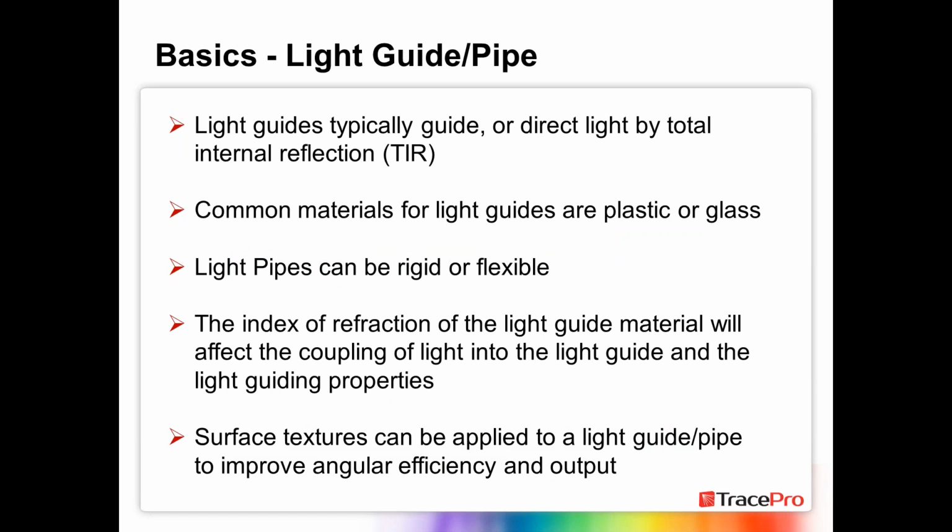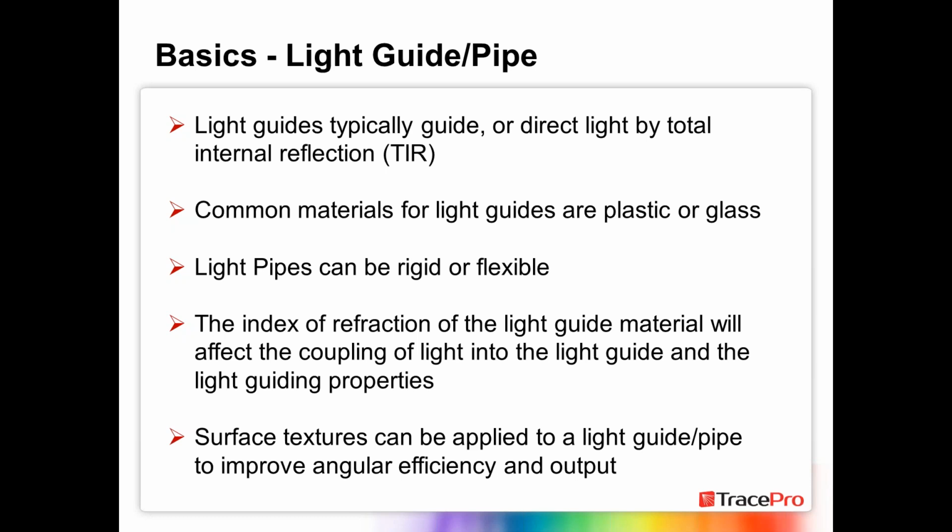So what kind of light guide basics can we use to start doing these efficient designs that we've been talking about? Well, light guides typically guide light, and they direct light by total internal reflection usually, because if they're not doing total internal reflection, you've got light leaking out in a lot of different areas, and you may not have very much when you get to your exit surface or where you want to have the light leak out. Common materials for light guides are plastic or glass, and they can be either rigid or flexible.